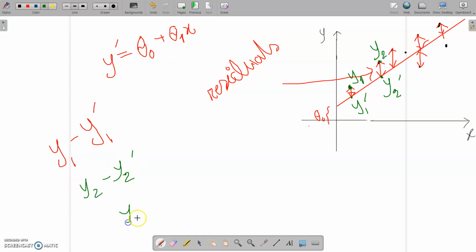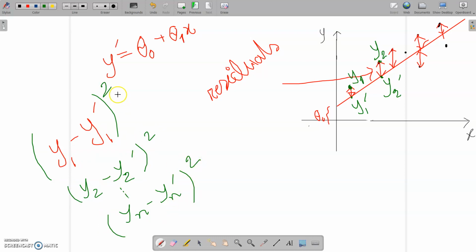If you go on and on, you will find yn minus yn prime for all the values. For all the values, you calculate the error this way. Okay, so this is the error. What we do in least square regression is square these values: we square the error, we square the residuals, all the individual residuals. Then we sum them all together, from top to bottom.